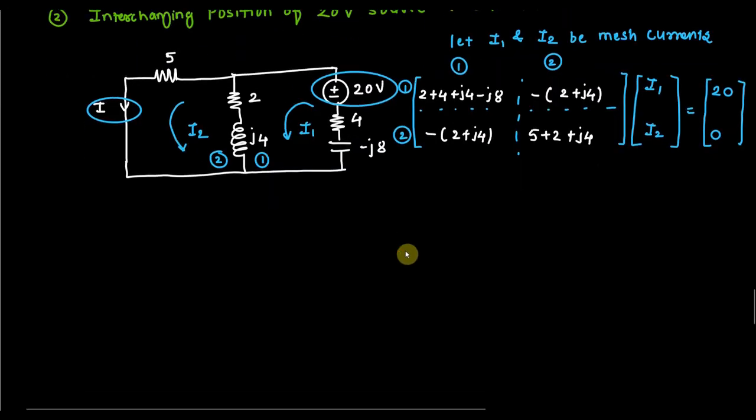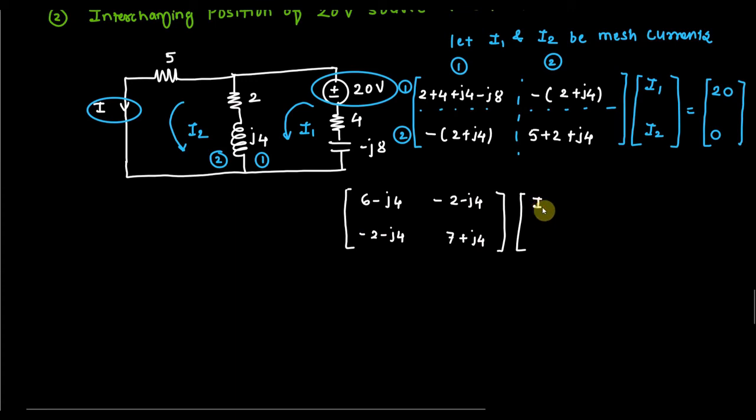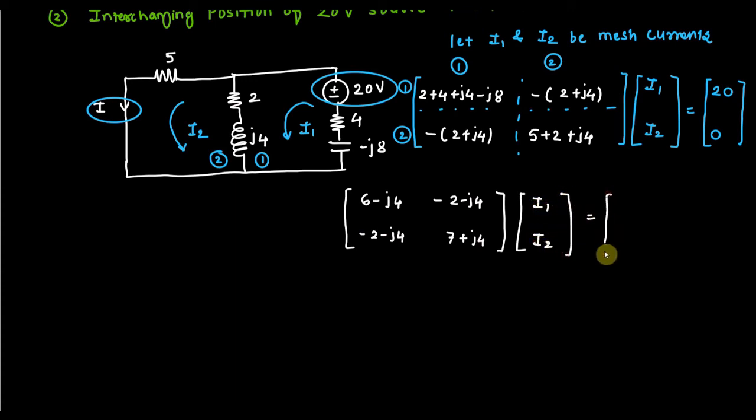Okay, so after that you just solve this. So this will be 6 minus J4. This is minus 2 minus J4. Open that bracket. This is minus 2 minus J4. This will become 7 plus J4. Right. This current will be I1, I2, and this is equal to 20 and 0. Okay, so after simplification of the above matrix.